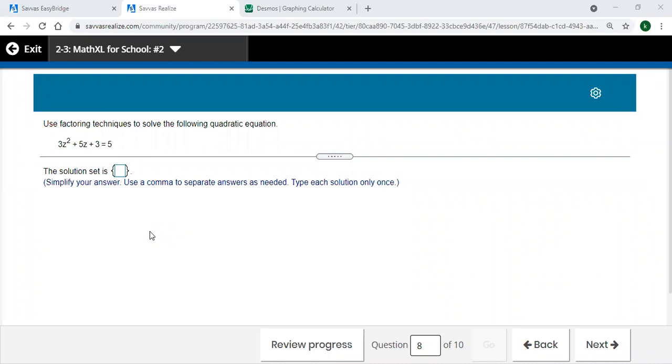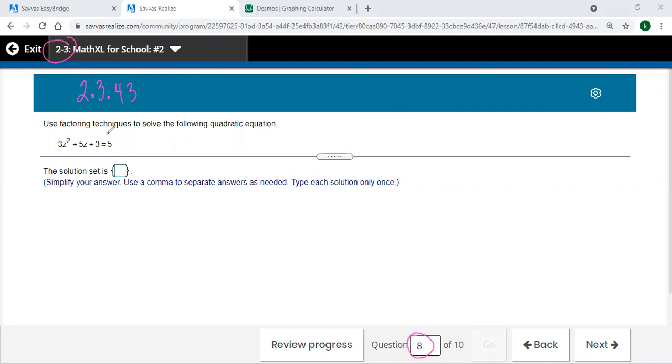All right, just cruising through these problems here on quadratics. Hopefully everybody's having a good day. We're doing lesson 2.3. Almost up to the end here in this one.